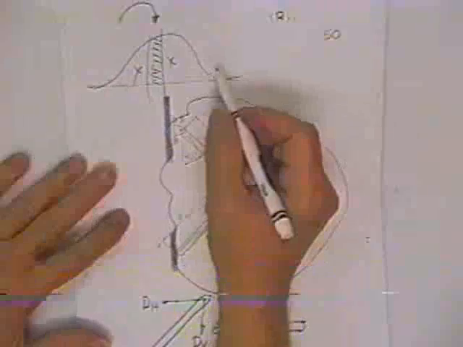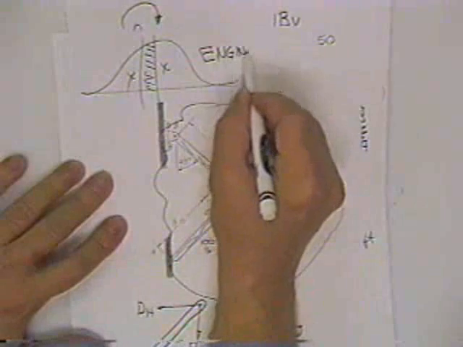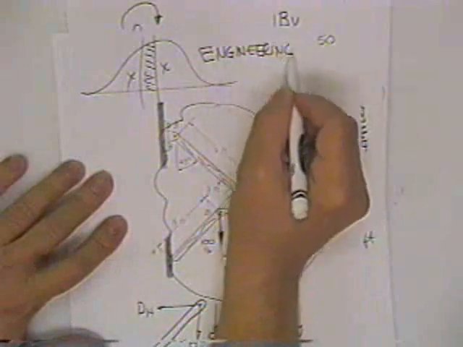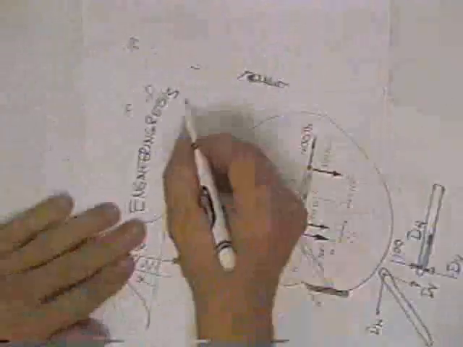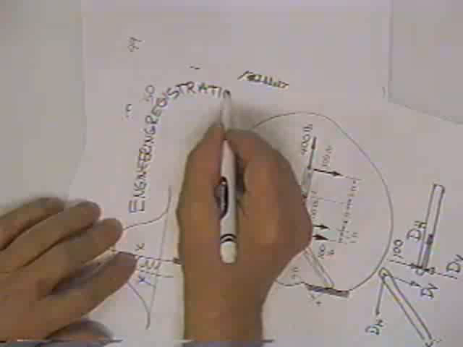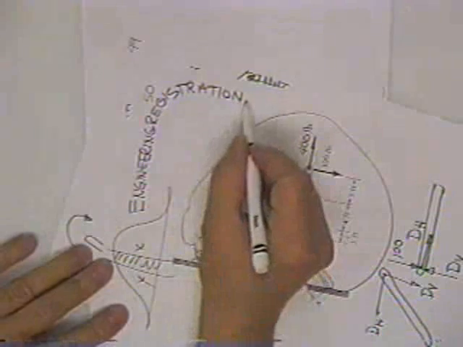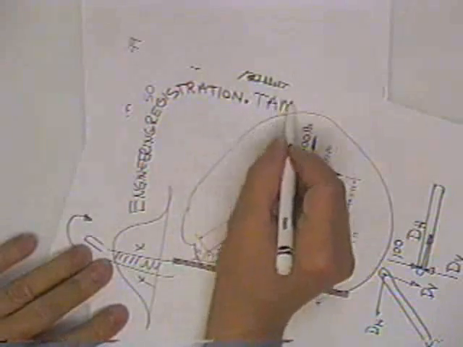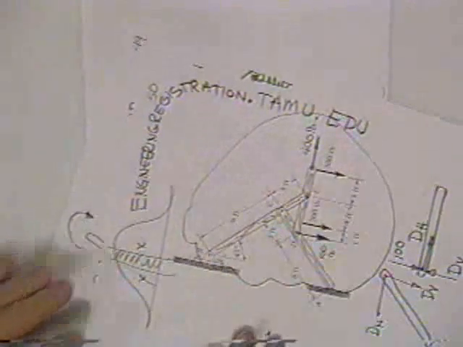Some other information you might find at our website. The website is engineeringregistration. It seemed like a really good name till we had to type it out a bunch of times. Engineering registration at Texas A&M University dot edu. So if you have access to the web, you can go there and find general information on the quiz.